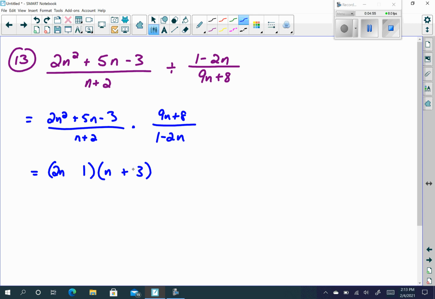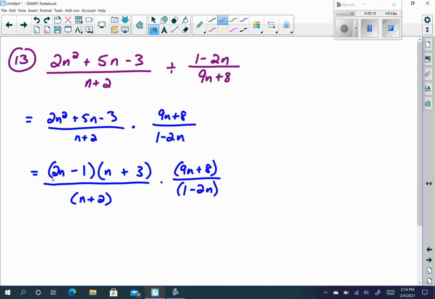So I'm going to put the plus here. That gives me a positive 6n minus a 1n is a positive 5n, and then I still get my negative 3 at the end. Then I have it over n plus 2. There's nothing I could do with the 9n plus 8, but I'll leave it in parentheses. And there's nothing I could really do with the 1 minus 2n.